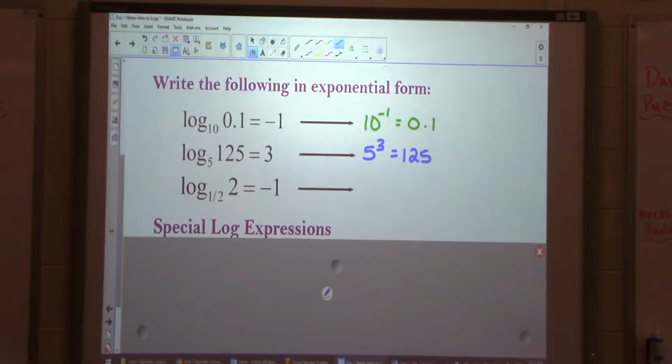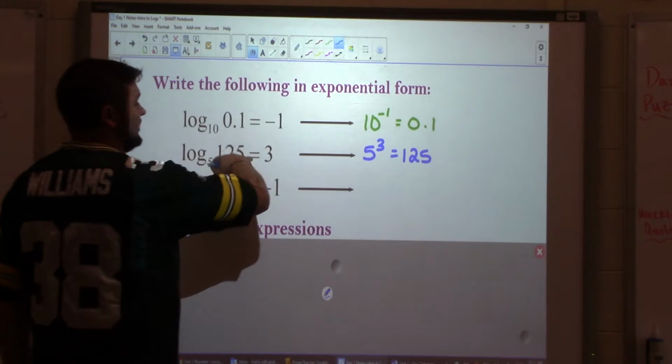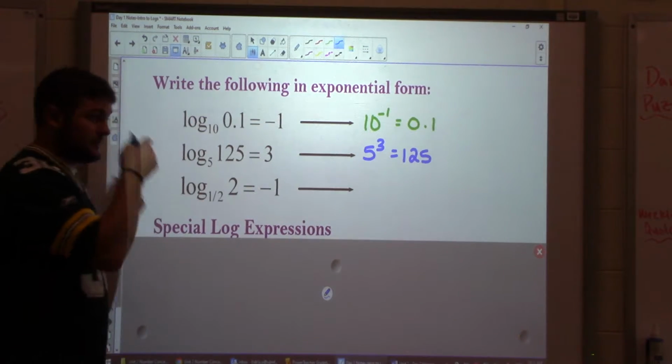Does that make any sense? No. Do you think we'd have you write something that doesn't make sense? No. So make sure it makes sense if you're just switching forms from log to exponential or exponential to log.